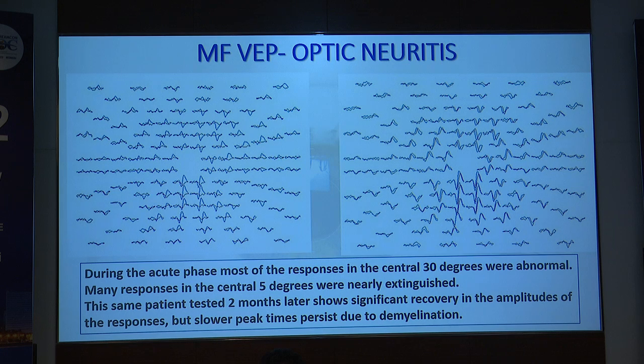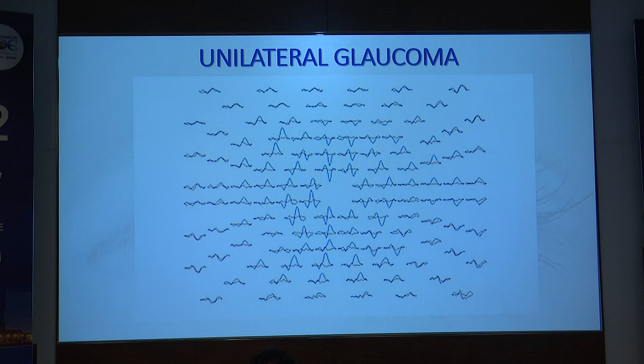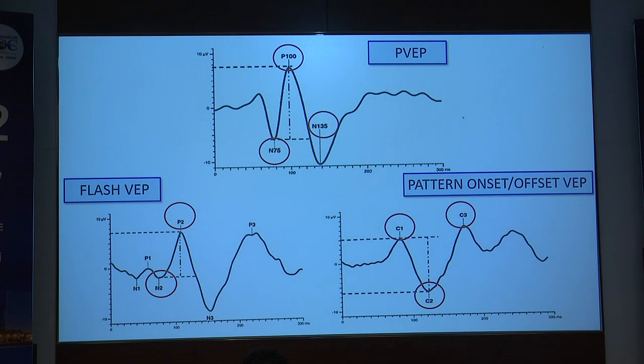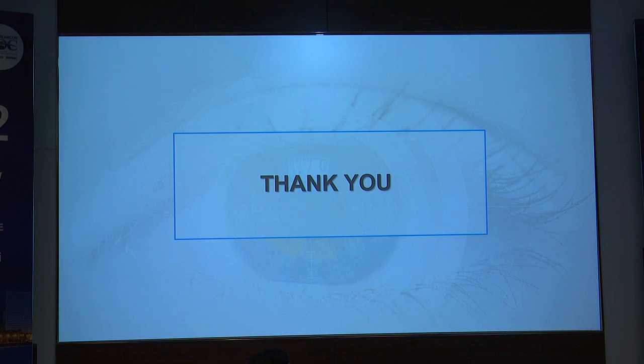In optic neuritis, if you see, initially the red is extinguished in the center and abnormal in the central 30 degrees. And over time, there is significant recovery in the amplitudes, but slower peak times due to demyelination. This is the output in unilateral glaucoma. Just reviewing all the waves of all the VEPs. That's all from my side.